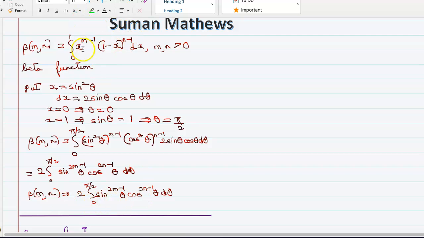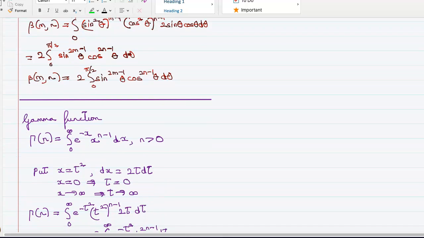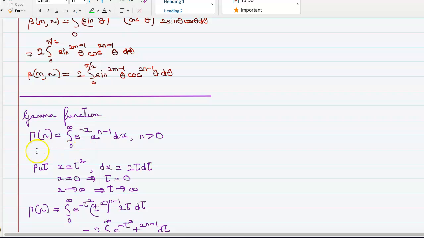You can also write it as integral 0 to 1 x raised to m minus 1, 1 minus x whole raised to n minus 1 dx, or twice integral 0 to pi by 2 sine raised to 2m minus 1 theta cos raised to 2n minus 1 theta d theta. Now what's a gamma function? Gamma n is equal to integral 0 to infinity e raised to minus x, x raised to n minus 1 dx, where n is greater than 0.